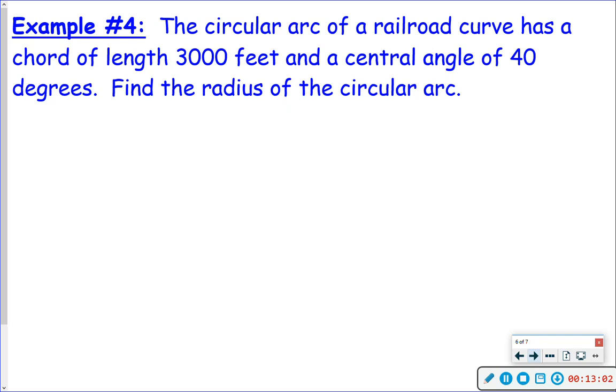Oh, I got to draw a circle though. We don't have that. Oh, good. I didn't make you do it. Sad. I had a note on here not to do it. That's sad.